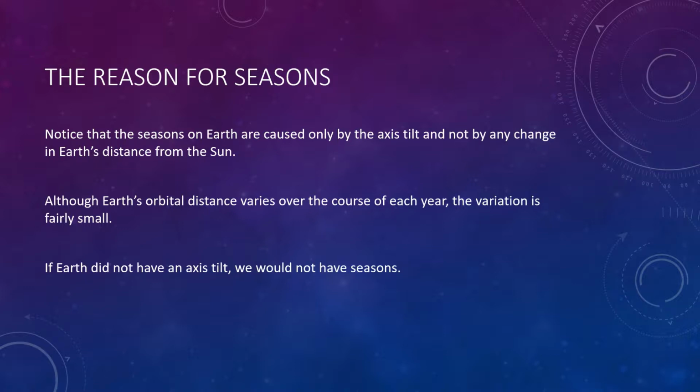If Earth did not have an axis tilt, we wouldn't have seasons at all. Earth is only about 3% further from the sun at its farthest point than when it is at its nearest point. The difference in strength of sunlight due to this small change in distance is easily overwhelmed by the effects caused by the Earth's axial tilt. So this slide is only here to discredit that idea that the change in distance from the sun can affect seasons. It's negligible, is what we would say.